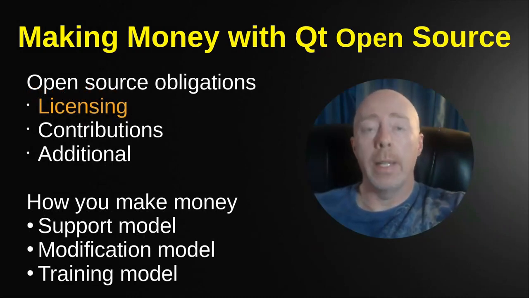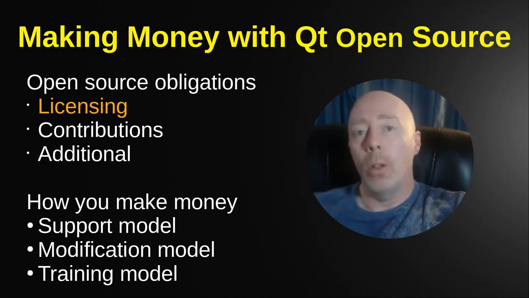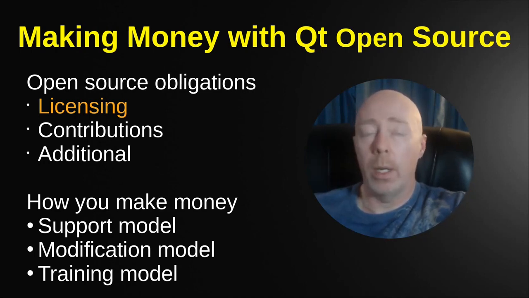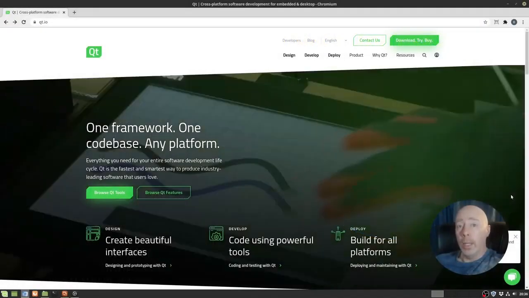Qt has what's called a dual license model, meaning there's a commercial version and an open source version. This is the source of a lot of confusion. A lot of people think you need the commercial version to sell your software, and that 100% is not the case. You can actually sell your software using the open source version. You just have to follow the licensing guidelines. So let's take a look at Qt's website and see what we can find out.